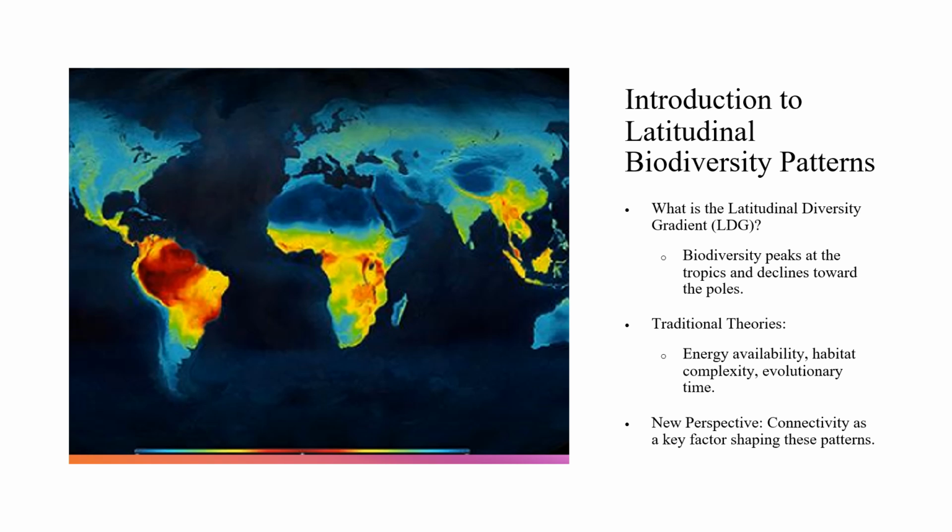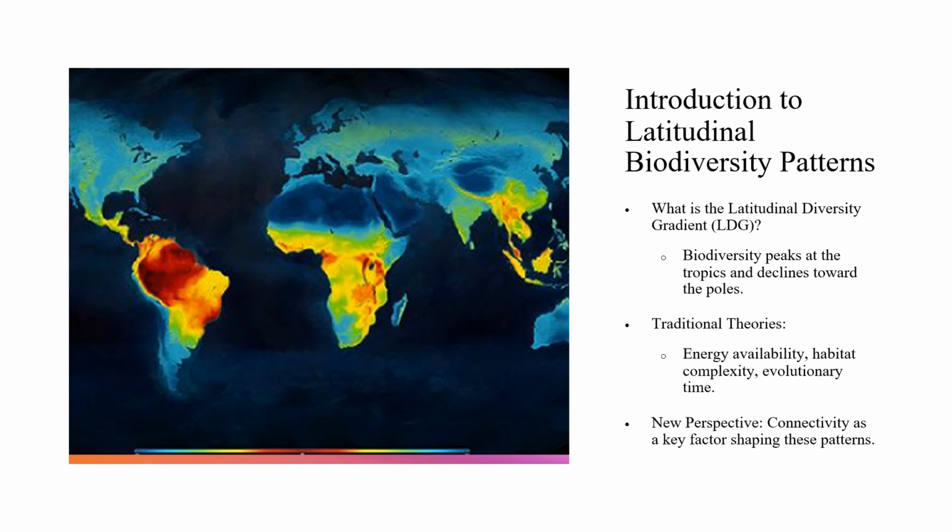A second reason that's been proffered is habitat complexity. If you take, for example, coral reefs in tropical ecosystems, they provide more ecological niches, allowing more species to coexist. A third one is evolutionary time. This proposes that the tropics have been geologically stable for longer periods of time, allowing more time for speciation to occur.